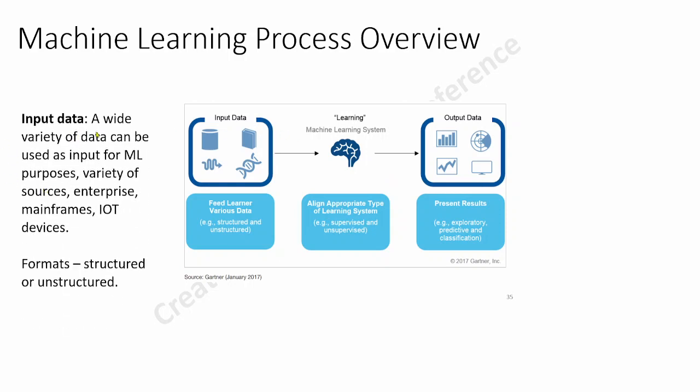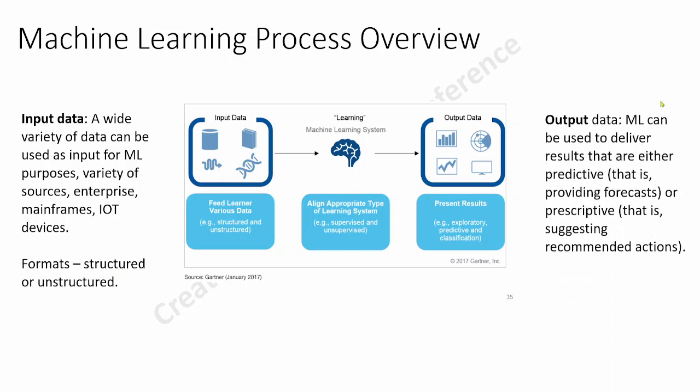So you provide the input. The input can be from a variety of sources. It could be enterprise data, mainframe, text, images, audios, and the format can be structured or unstructured. But remember, we have to convert unstructured data into a structured tabular format for the machine learning models to process. The output is the model's learning, which we discussed a couple of slides ago.